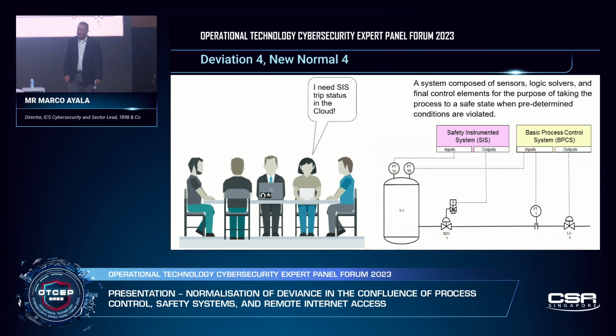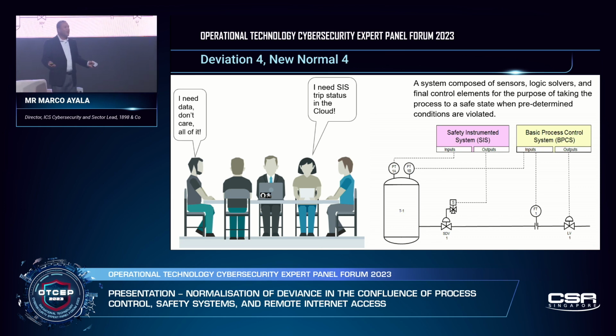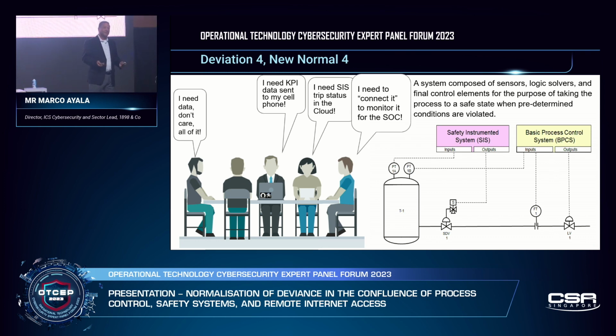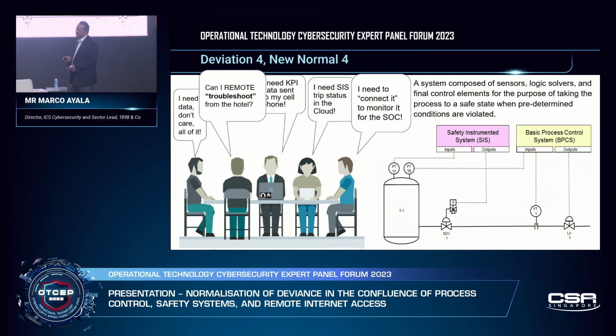What are we asking for? Well, I need safety instrumented trip data. I need the statuses. Can I get those in the cloud? Whoa. You want data from the safety system in the cloud? Okay. I need data. I don't care. Need it all. We're getting ready for an AI thing, and we want to know everything. How many trips do we trip in a year? I need KPI data sent to my cell phone. The same cell phone you might go on vacation with your children with, right? For that application. And then, and here's my favorite, can I remote troubleshoot the SIS, the safety systems, from my hotel, anywhere in the world?